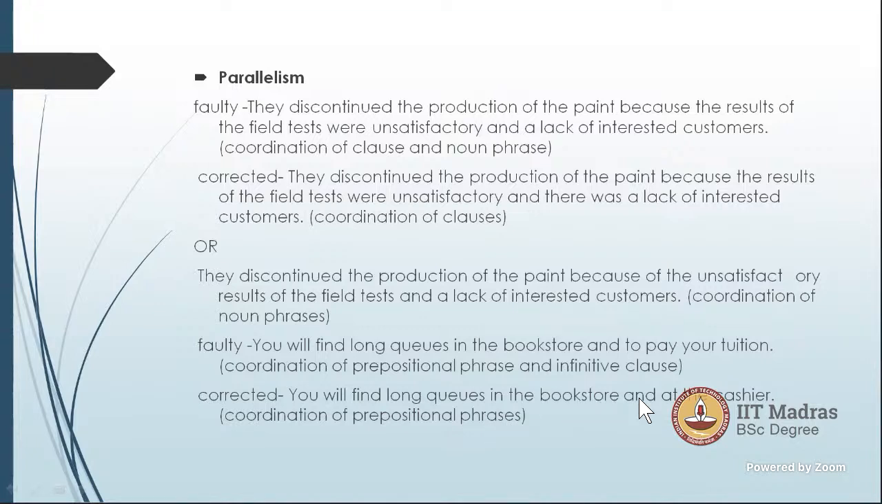Now, another example: you will find long queues in the bookstore and to pay your tuition, right? So one is a prepositional phrase, in the bookstore, and the other is an infinitive clause, to pay your tuition. That cannot happen in a parallel structure. So what did you do in the corrected sentence? You will find long queues in the bookstore and at the cashier. You changed both the parallel structures into prepositional phrases, in the bookstore and at the cashier. Okay.